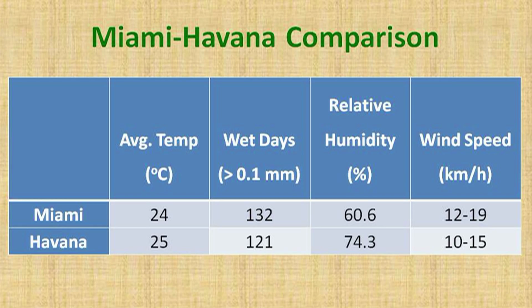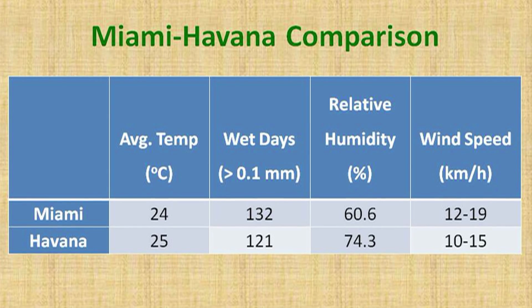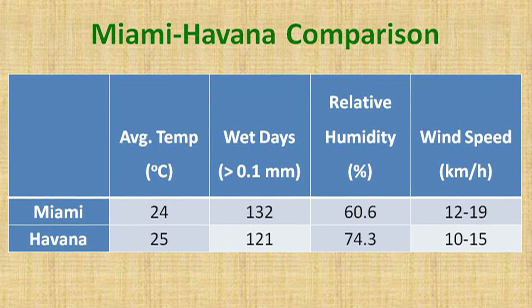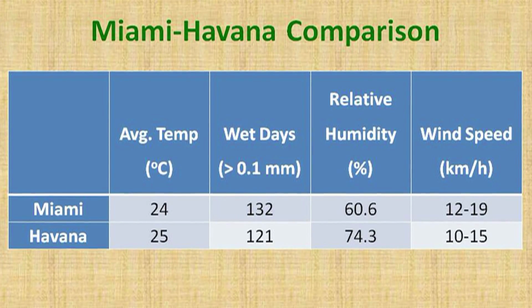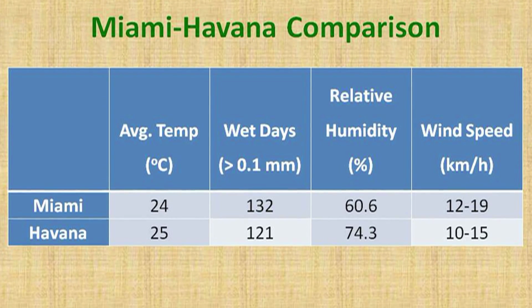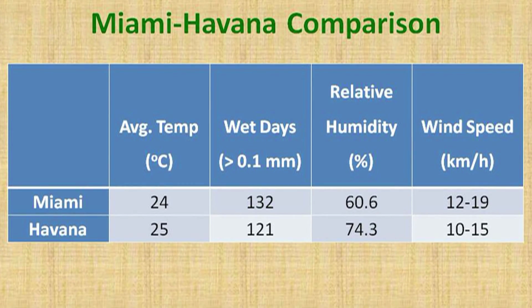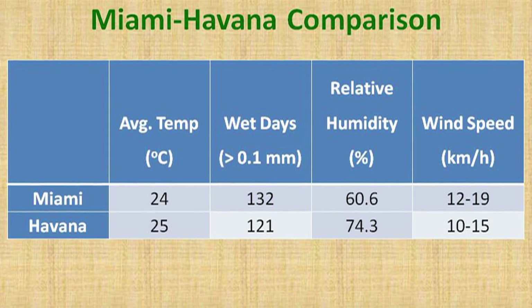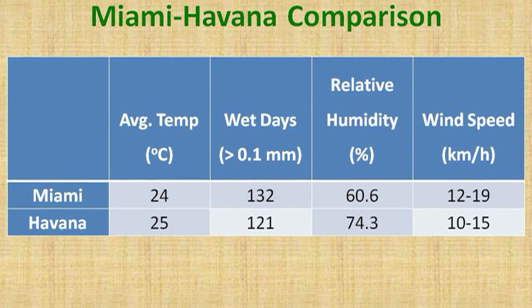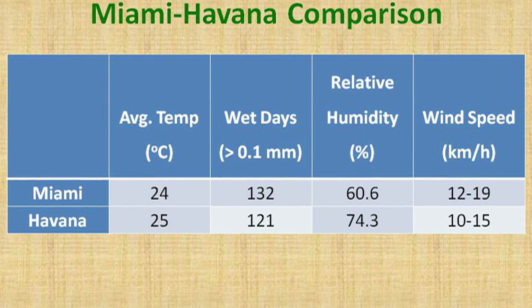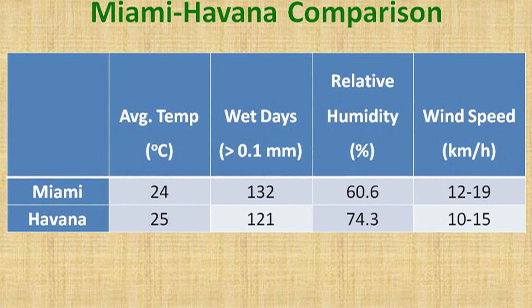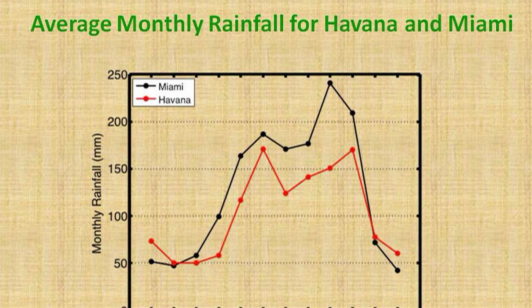This is the meteorological comparison for Miami and Havana. As you can see, the average temperature is very close at 24 and 25 degrees Celsius. And the annual number of wet days is also very close, within 10. The relative humidity and wind speed are also pretty similar. So as you can see, the two cities have similar climates.